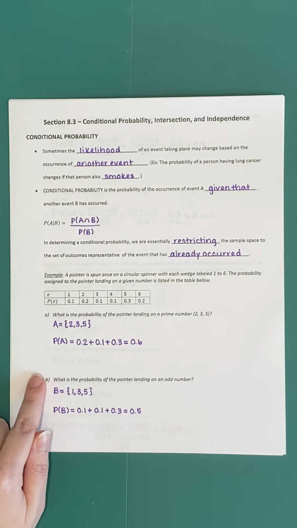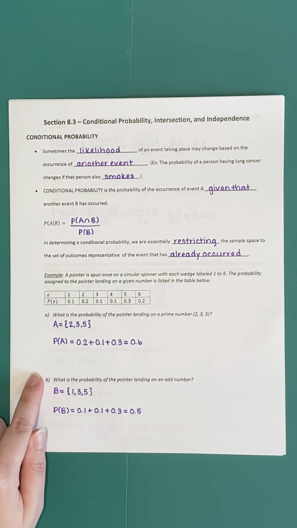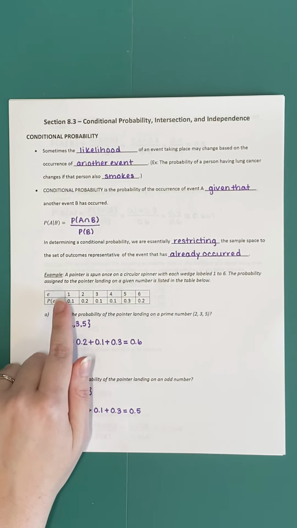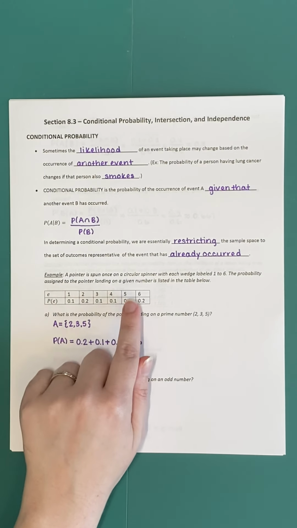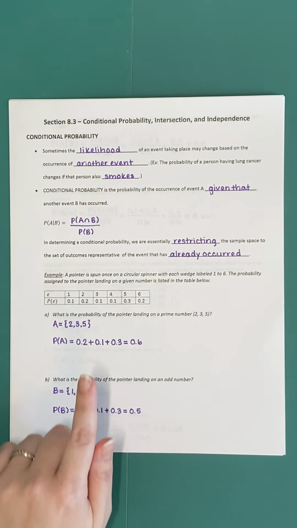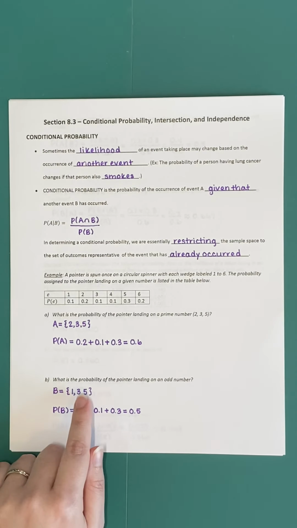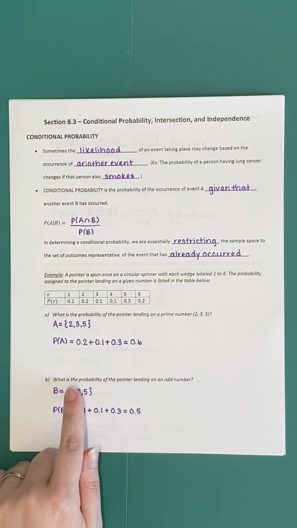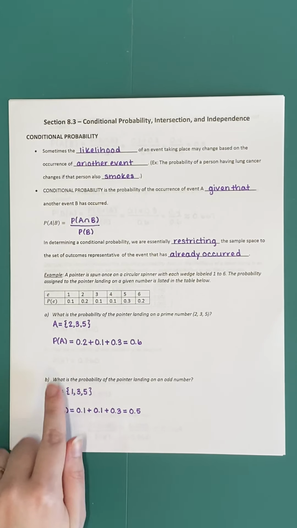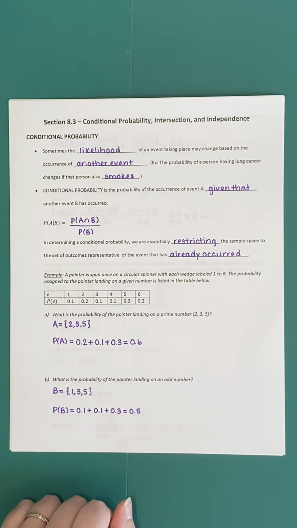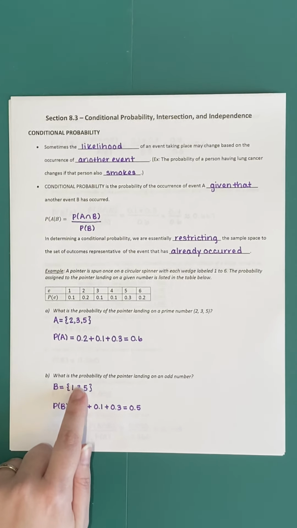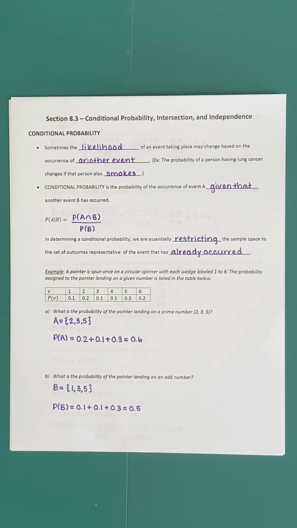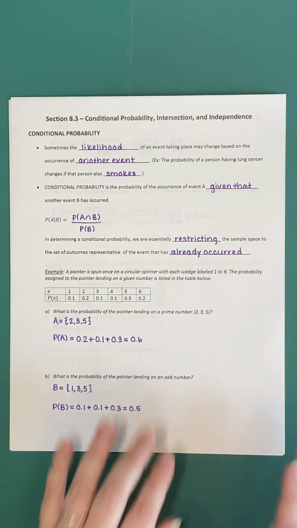Okay. Another question, what is the probability of the pointer landing on an odd number? Well, what would that look like? That could be a 1, a 3, or a 5. Again, those are all going to be mutually exclusive. So if it lands on a 1, it can't land on a 3 or a 5, and same thing for 3 or 5. Any individual outcome in here is mutually exclusive of the others. So the probability of each of those outcomes can just be summed, and that comes out to 0.5. That's the probability of that event.